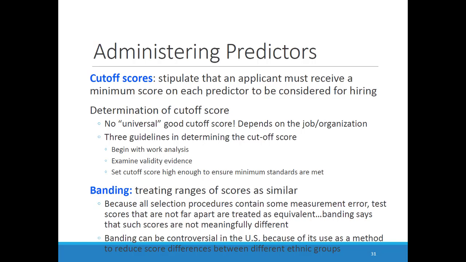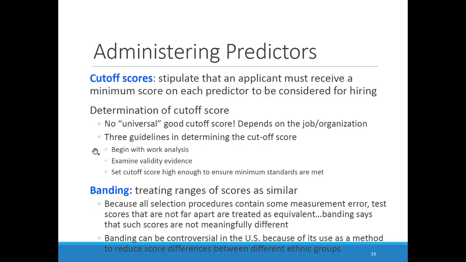So if it's on a scale from 0 to 100, for instance, you might create your cutoff score at like 60% or 70% or 80%, depending on what levels of intelligence you think you need for the job and that are supported by the research. In terms of determining a cutoff score, there is no universal good cutoff score. It depends on the job and the organization, and again, it would be based specifically on the type of job that you're looking at.